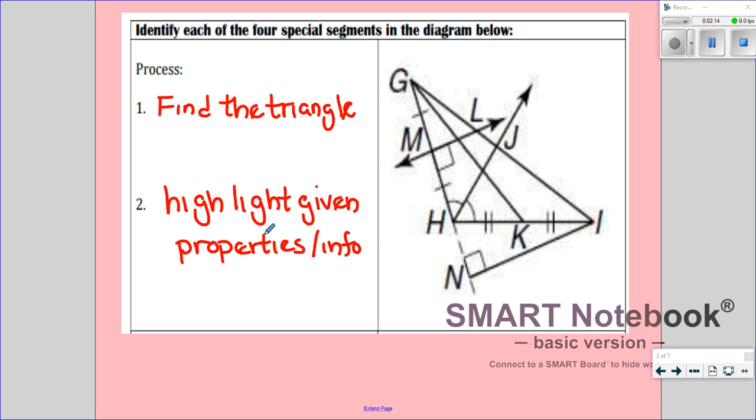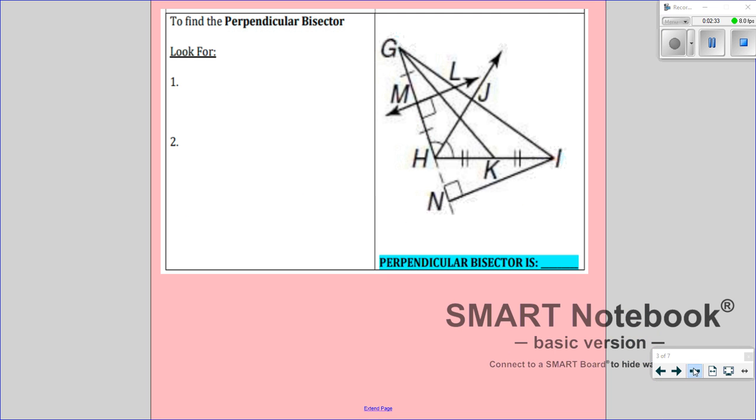So basically, when you do that, then you'll be able to detect where the perpendicular bisector, angle bisector, and all that other stuff. So we're going to be working with this diagram in the next 4 slides, trying to decipher or find the special segments that we learned about. So the first one, which I will use blue, is they want us to find the perpendicular bisector.